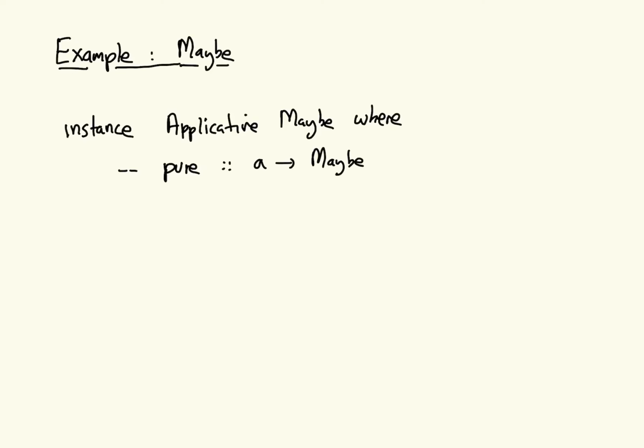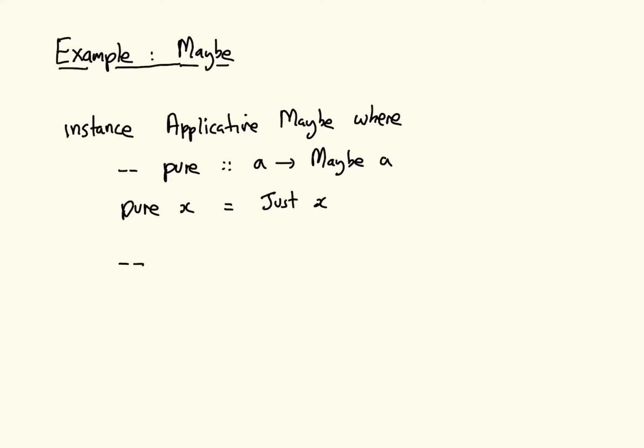And again, we need to write these in comments because Haskell doesn't let us write types in instance declarations. So pure goes from a to Maybe a, and you think, well, how do you go from an a into a Maybe a? Well, this is very easy. There's only one sensible way to do this: pure of x is just of x. So you can embed the value trivially into the data structure just by tagging it with Just.